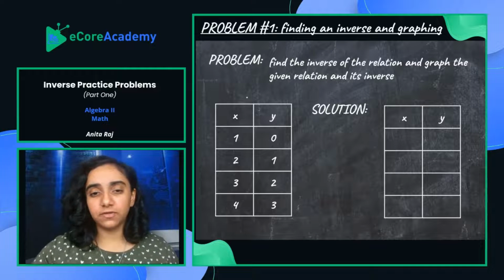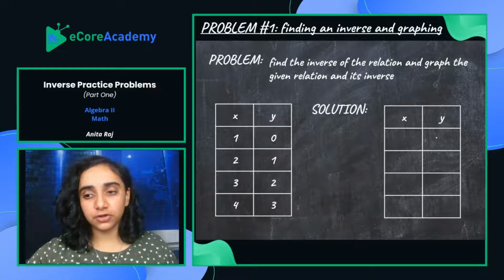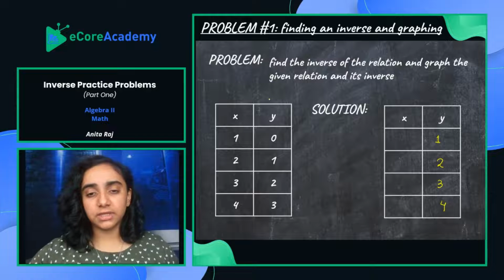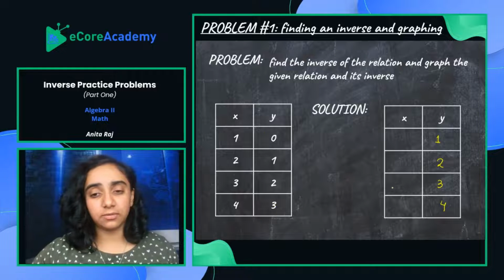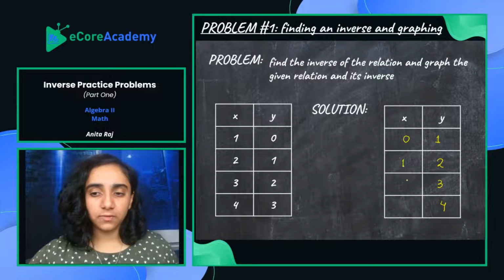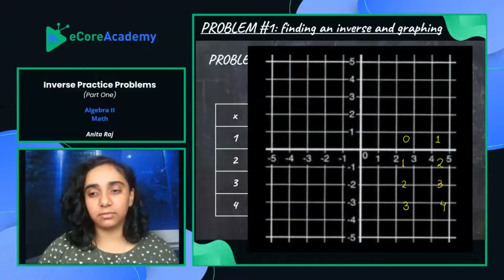So I'm going to write all the values in the x coordinate column of the relation under y here. So there's going to be 1, 2, 3, and 4. Then I'm going to take the y coordinates here and write them underneath the x column. So 0, 1, 2, and 3. So we found the inverse, and now what we have to do is graph them on a coordinate plane.